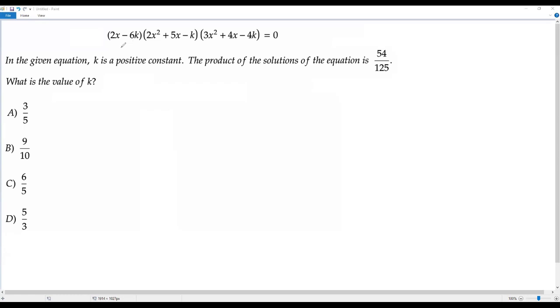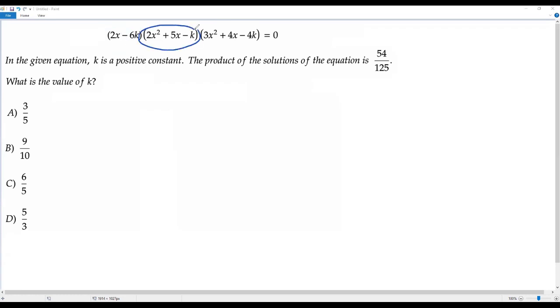So when I look at the given equation, particularly on the left side, I have a product of three polynomials. Since the product of these three polynomials equals 0, the first one may be 0, or the second one may be 0, or the third one may be 0. If I equate the first one to 0, I'll get a linear equation, because the largest exponent of the variable x is just 1. Then I'll get only one solution.